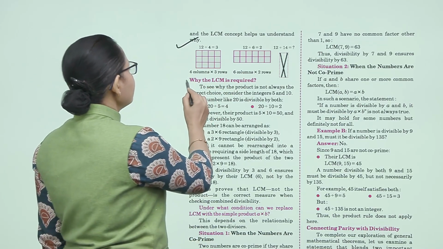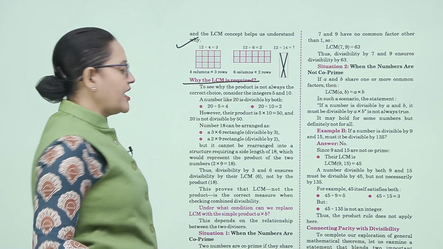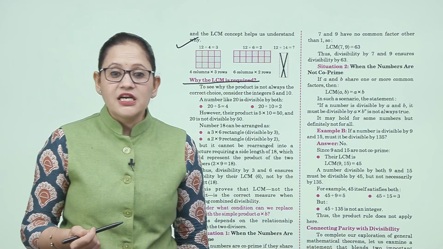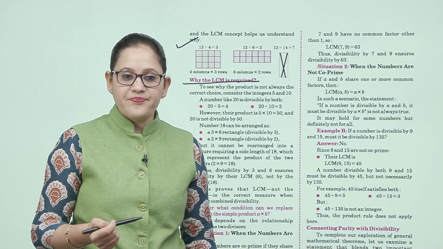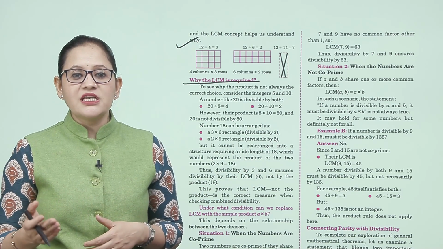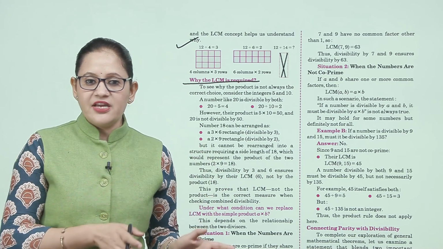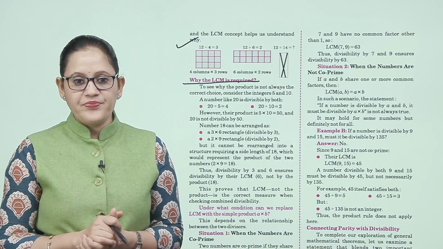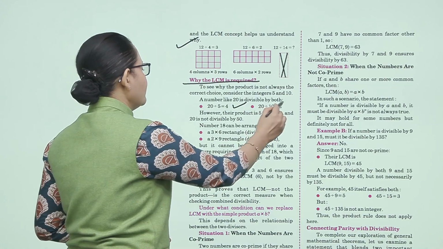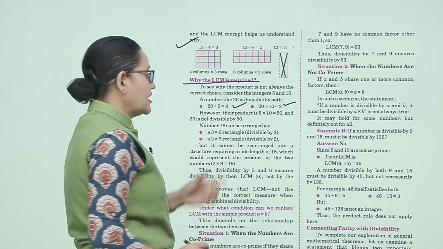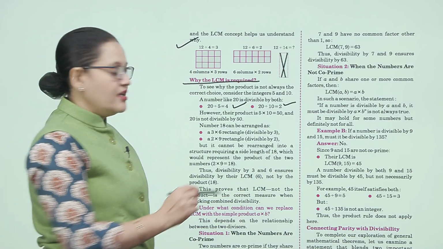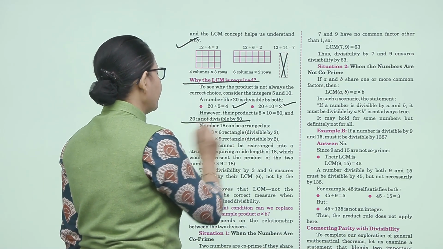Why is the LCM required? To see why the product is not always the correct choice, consider the integers 5 and 10. The number 20 is divisible by both 5 and 10. However, their product, 5 into 10, is 50, and 20 is not divisible by 50.